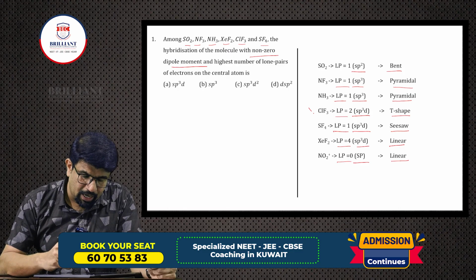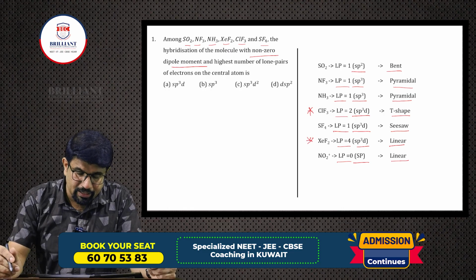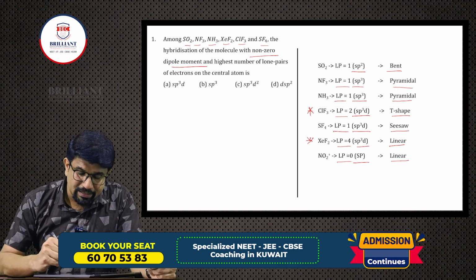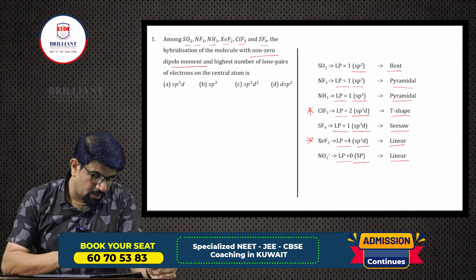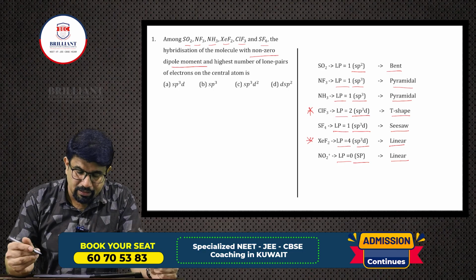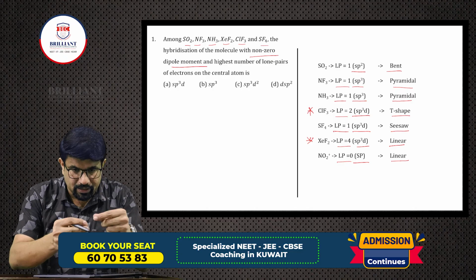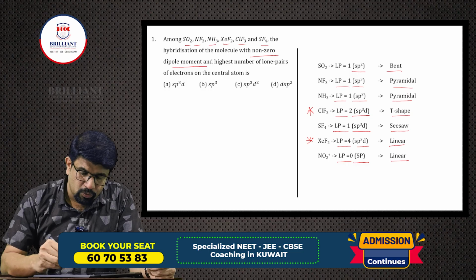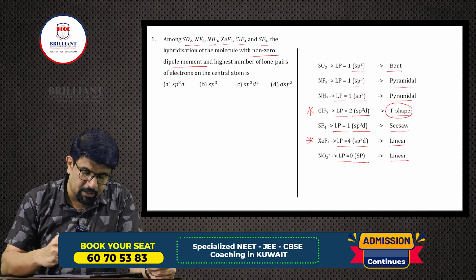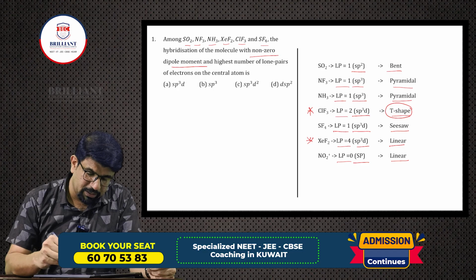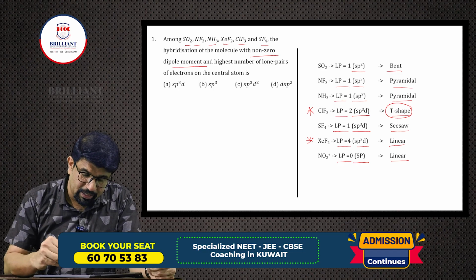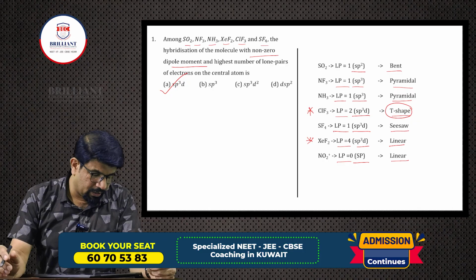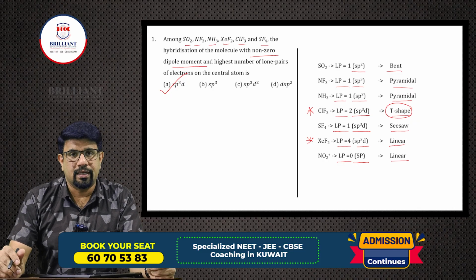Here the possible answers are ClF3 and XeF2. But XeF2 has a linear shape, that's why its dipole moment is zero, you can see the dipoles are equal and opposite, right? That direction is equal and opposite. But in ClF3, there are 2 lone pairs, sp3d hybridization and a T shape, so it has a non-zero dipole moment. So you can see that A is the correct answer.